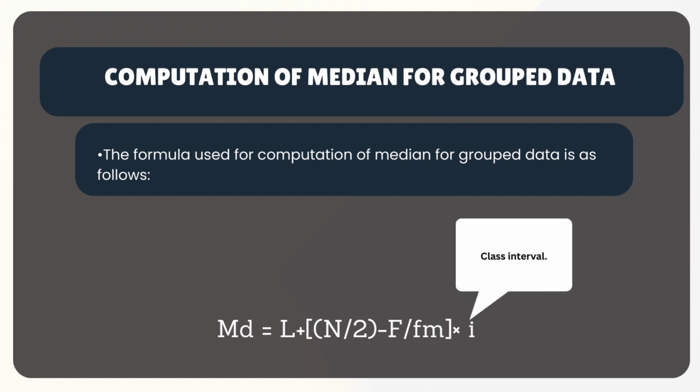So let me explain once again about the fm. Fm is the frequency within the interval upon which the median falls, and I is equal to the class interval. So first of all we identify the median class interval. With the example you can understand how we calculate the median for group data.